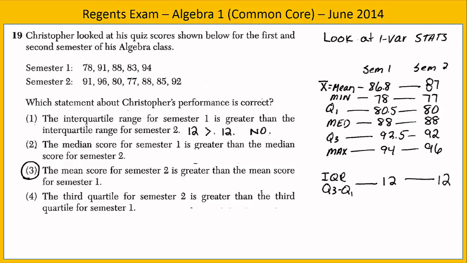In the first one, we compare, and we see that 12 is not greater than 12, so that's not true. Choice 2 looks at the medians. Is 88 greater than 88? No, not true. Choice 3, compare the means. 87 is greater than 86.8. Yes, that's true. Choice 4, compare the third quartiles, and we see no, that statement's not true. So the answer is choice 3.